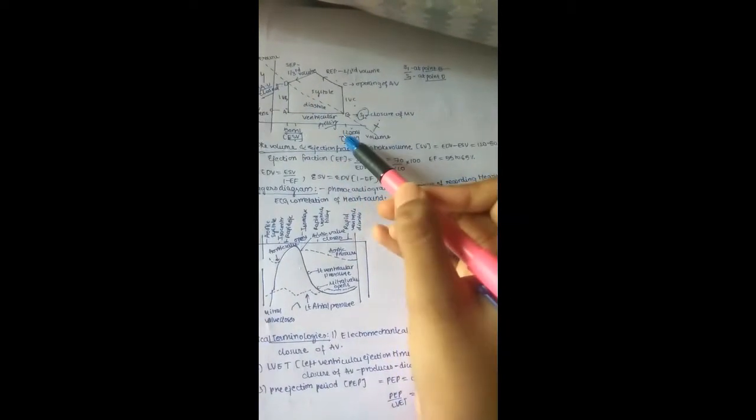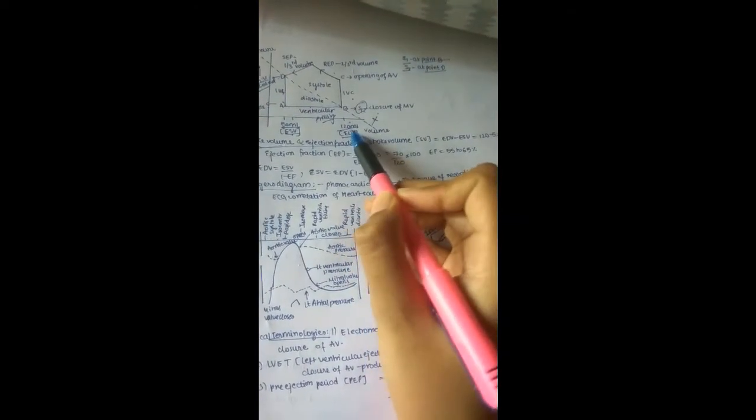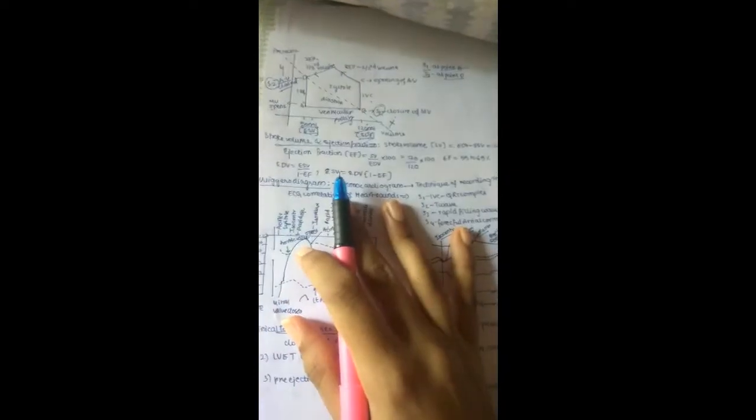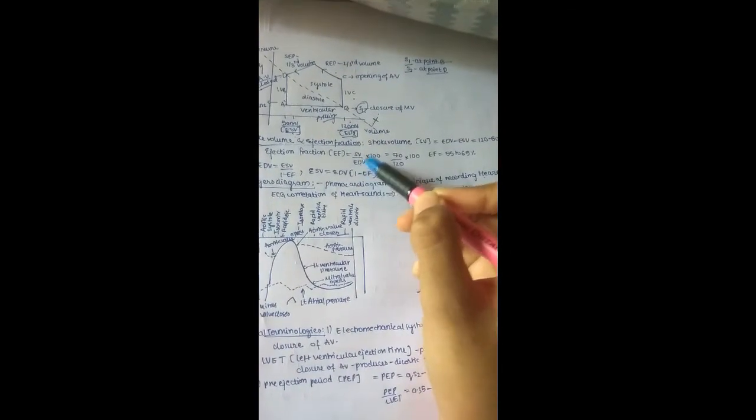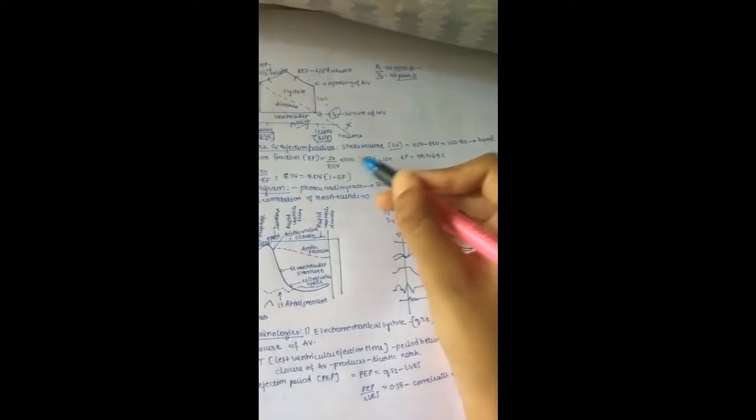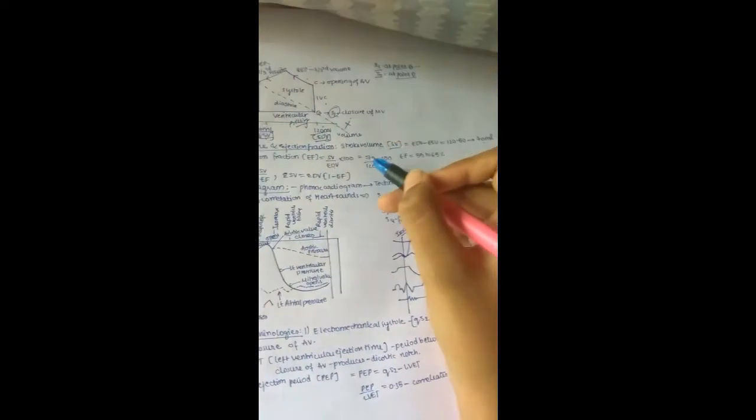For example, from this example you can see end diastolic volume is 120, end systolic volume is 50. So 120 minus 50, we get 70 milliliters of stroke volume. And next, ejection fraction. Ejection fraction is stroke volume divided by end diastolic volume. Stroke volume we already found by this formula. Substituting, 70 divided by 120, and as this is a fraction, we multiply it by 100. So finally we get the ejection fraction as 55 to 65% according to this diagram.